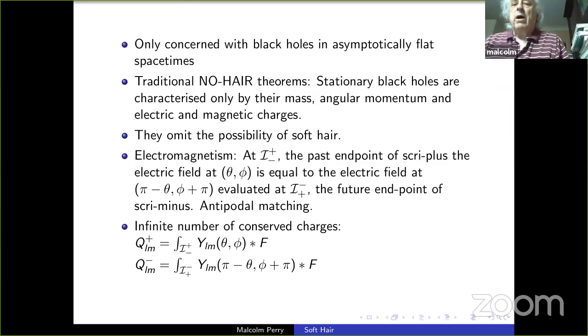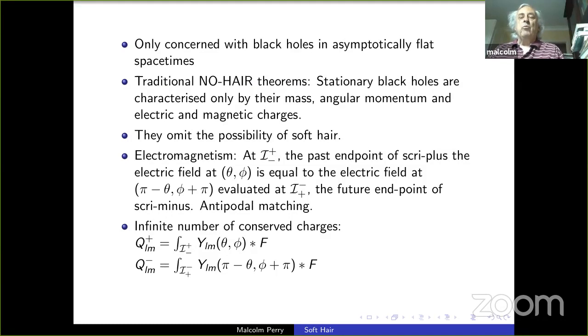So I think that the real point about these soft hair and its relationship to black hole microstates starts off really from discovering that there is a gap in the no-hair theorems. Traditionally, one thinks of the no-hair theorems in asymptotically flat space-times as saying that everything is completely characterized by the mass, the angular momentum, electric and magnetic charges of the black hole. By electric and magnetic charges, I mean the monopole charges.